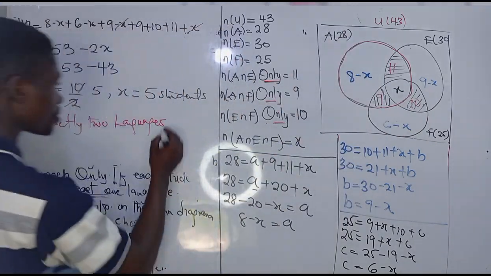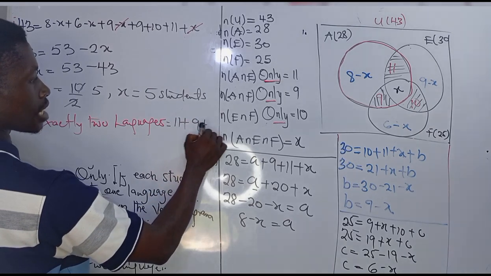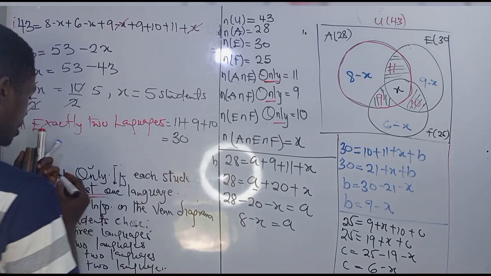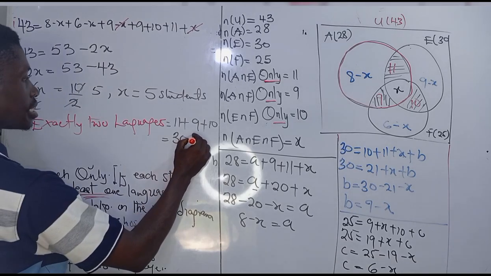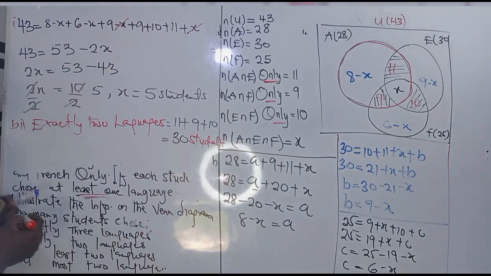So we are going to have 11 plus 9 plus 10, and that is going to give us 30. So the number of students who chose exactly 2 languages, we are looking at how many students? 30 students.